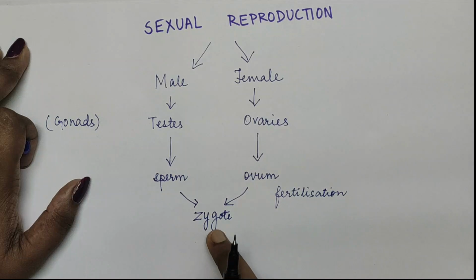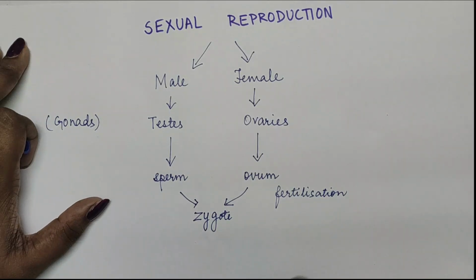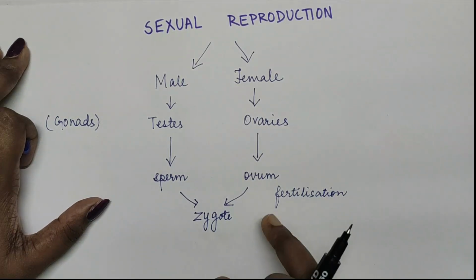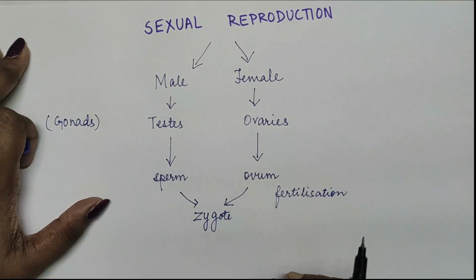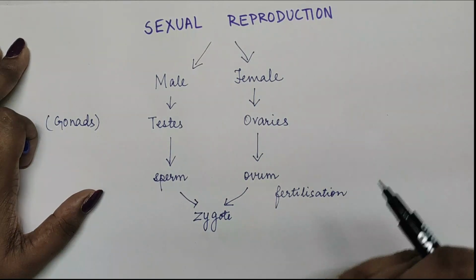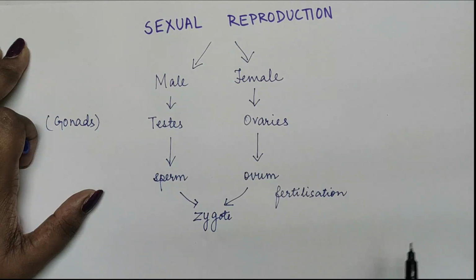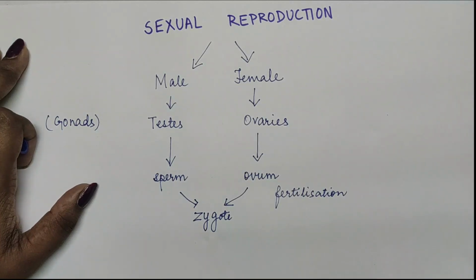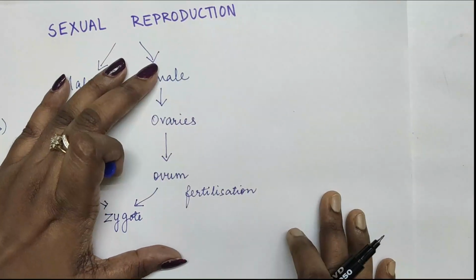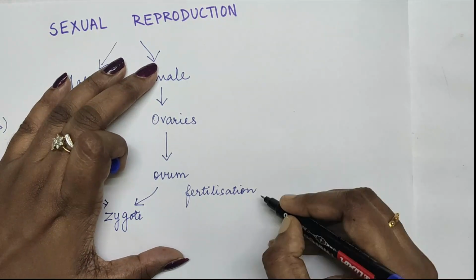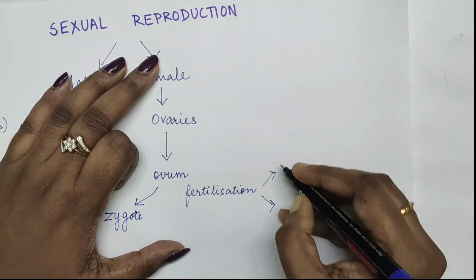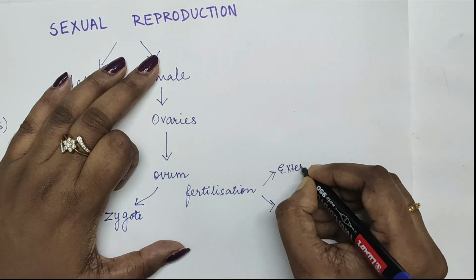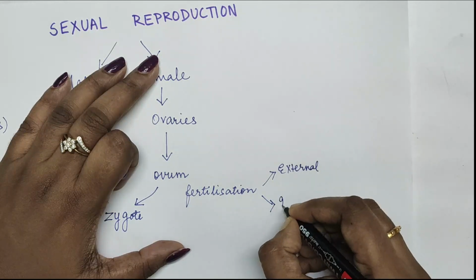Now, what is formed as a result of this? Zygote, which is generally a single cell. Then it will divide and redivide to form the embryo, and after a number of stages, it will form the fetus. You need to remember that there are two types of fertilization. Fertilization can be external or it can be internal.